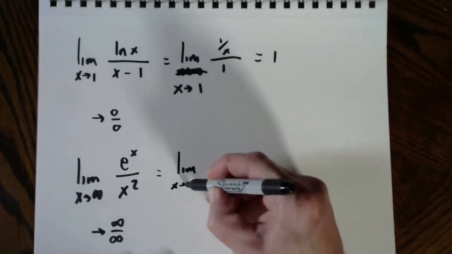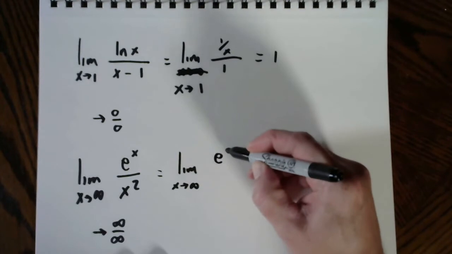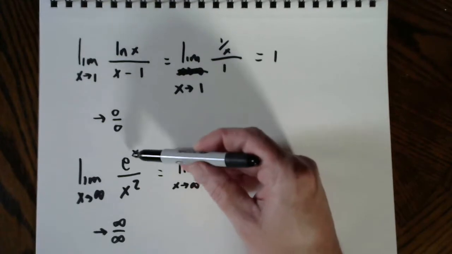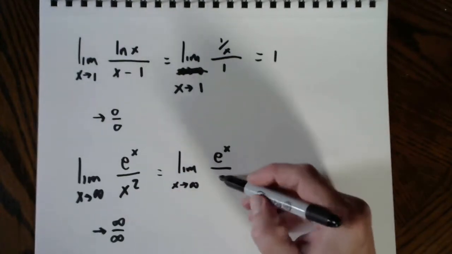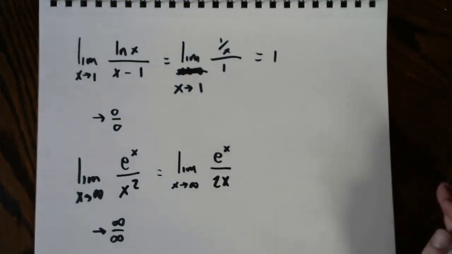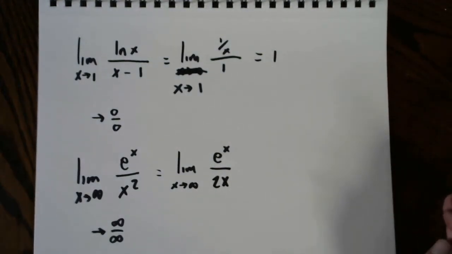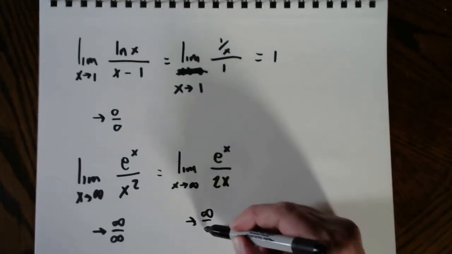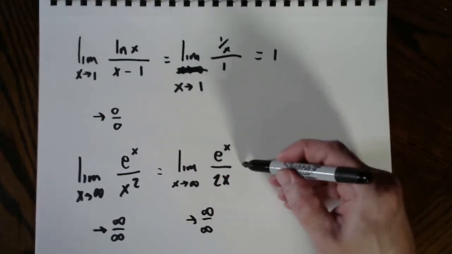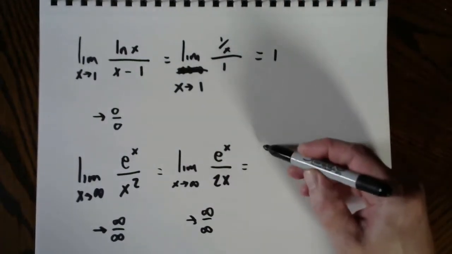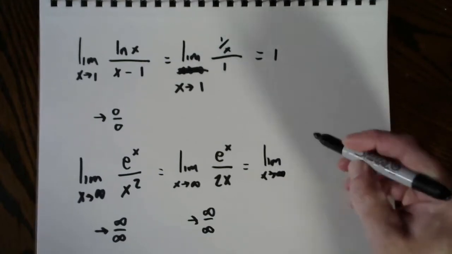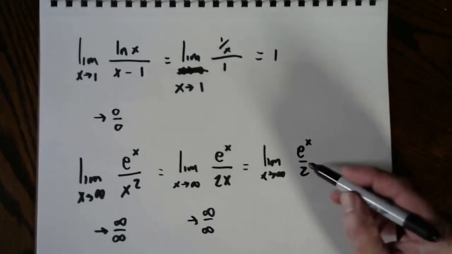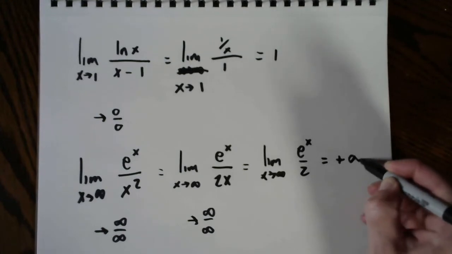One thing I want to point out, this is not the quotient rule. I am not in any way implicating the quotient rule here. I'm taking the derivative of the top and I'm putting it over the derivative of the bottom. Okay. Well, now as x approaches infinity, the top is going to infinity and the bottom is still going to infinity. So it didn't seem to work. Well, what do we do? We just do it again. So you could do this 100 times in theory. Okay, I've gotten rid of the x out of the bottom, so e to the x clearly going to infinity. It's over 2. Okay?